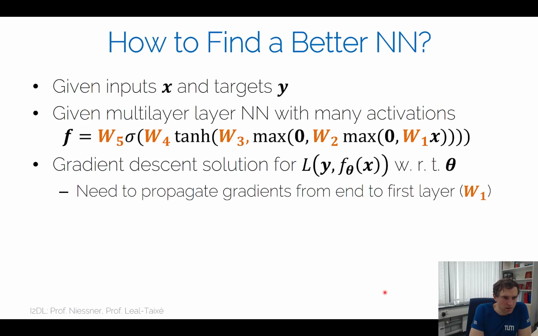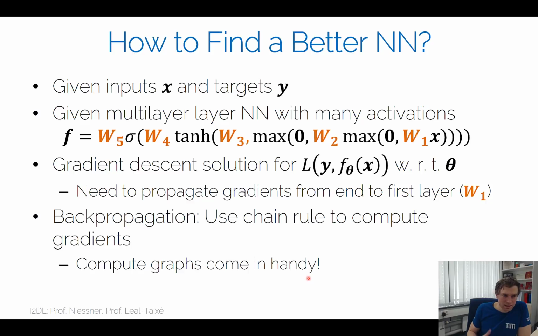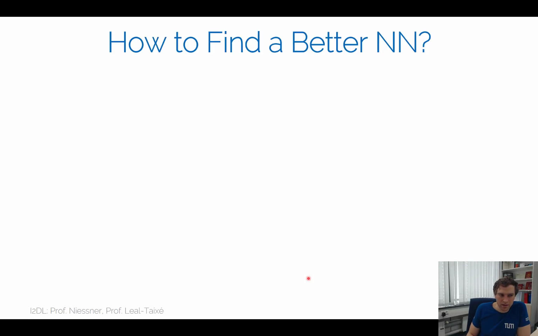So, based on that, we can now think about how we can do this propagation from the gradients. And this is the backpropagation method that I mentioned, which is based on the chain rule. And now these compute graphs become very, very handy. I don't think we're going to finish this today, but this is one of the key things now. How do we use these compute graphs to do gradient descent?